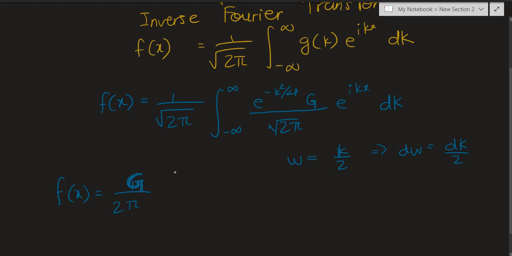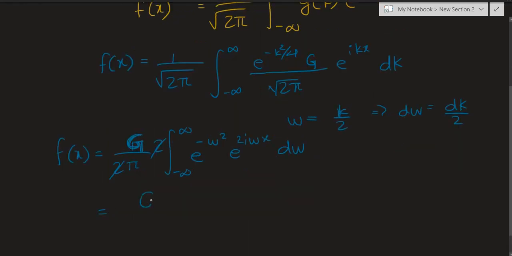So g over 2 pi times the integral, upper and lower bounds are the same, negative infinity to infinity of e raised to negative w squared times e raised to i, but k is 2w, so 2iwx, and instead of dk we have 2 dw. Remember that the 2's will cancel out.